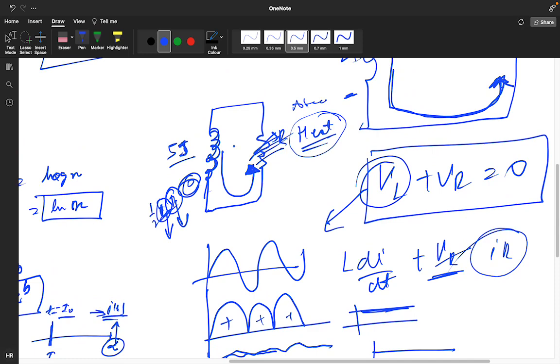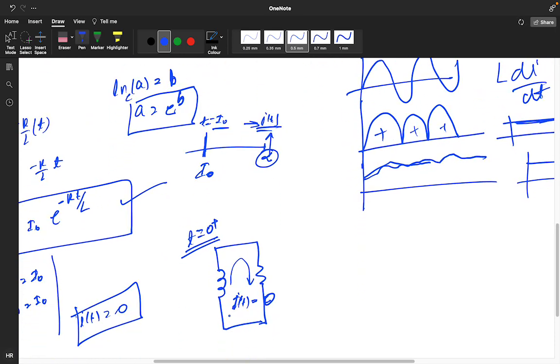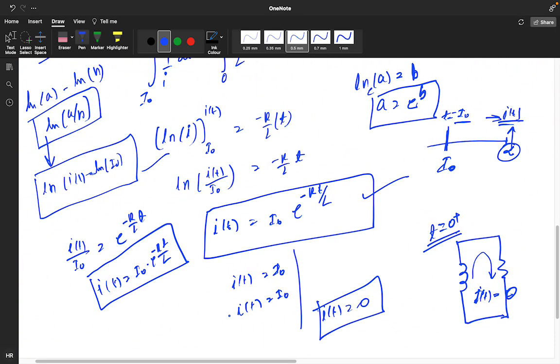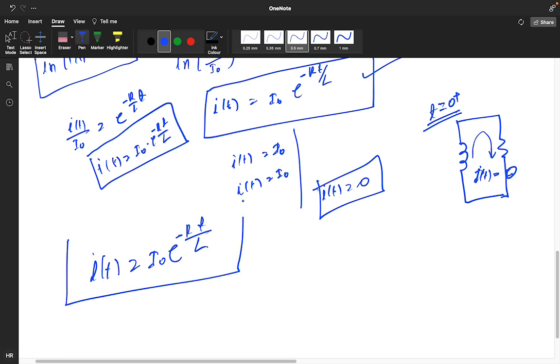Okay, so this is the thing about the inductor. So I hope you guys got this equation: I of t is equal to I naught e power minus RT by L. Up to here it's clear for everyone, or is anyone having any doubt?